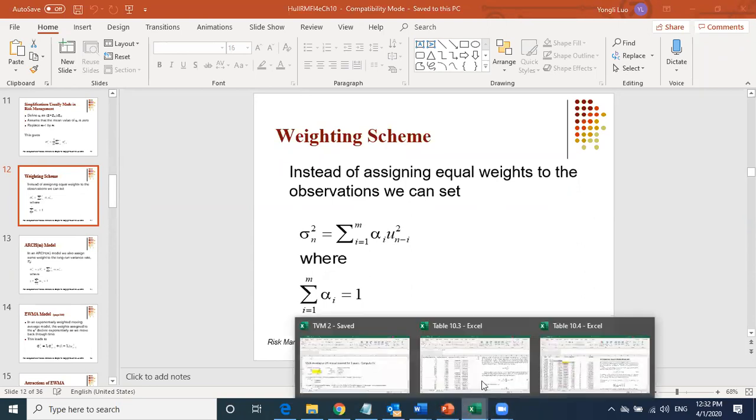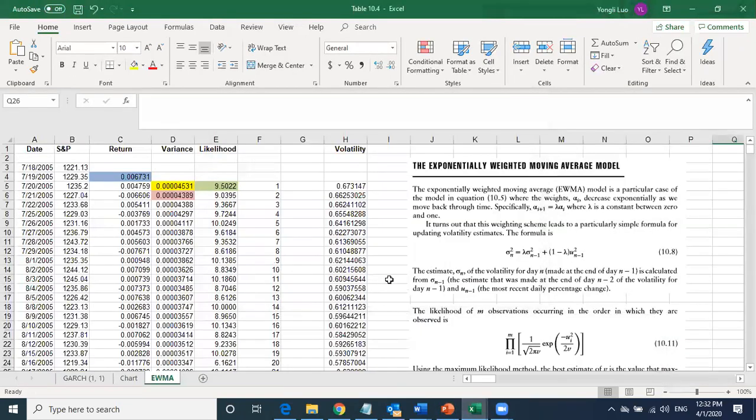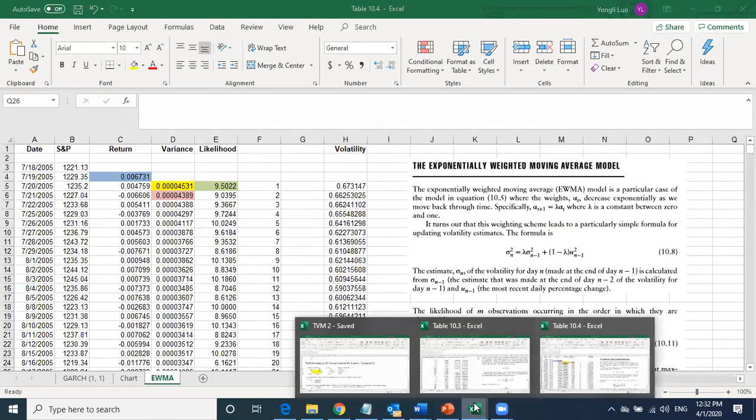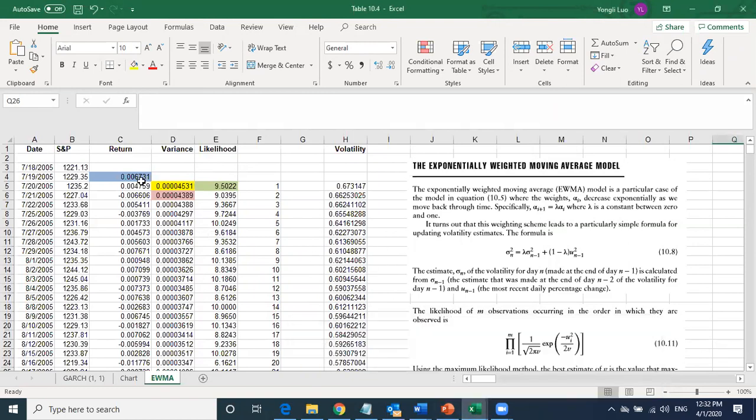So we do here, we don't need the solver thing yet. The other things are the same, so calculate the return, using the relative difference divided by the previous day's price. And the variance, the first one, you square. And the second one, make sure you use the exponential weighted moving average formula.